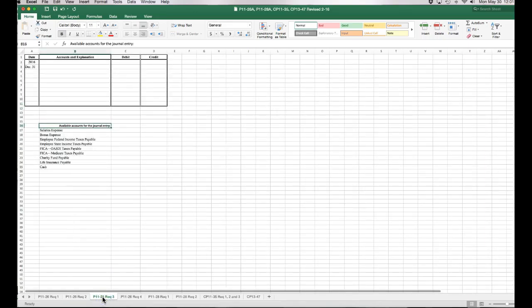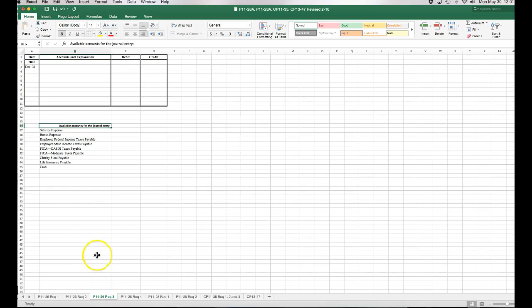Now requirements 3 and 4 are simply a journal entry for what you calculated in requirements 1 and 2. So requirement 3 is going to be the journal entry that you're going to post for what you calculated for the employee payroll taxes in requirement 1. So you're going to be using the same amounts that you calculated in requirement 1, and you're going to be listing them here as a journal entry.